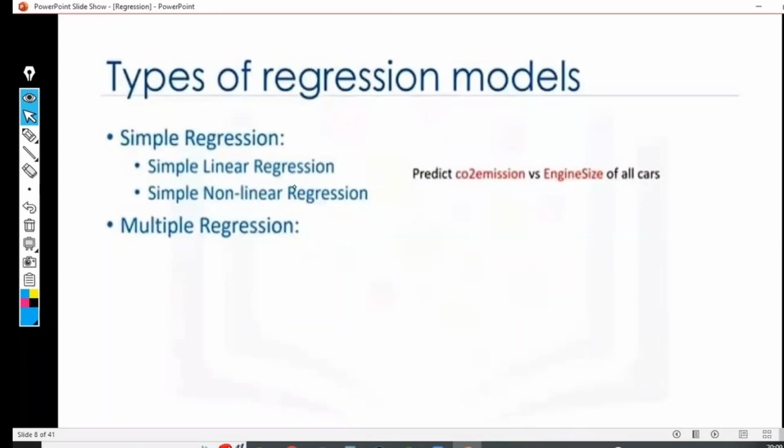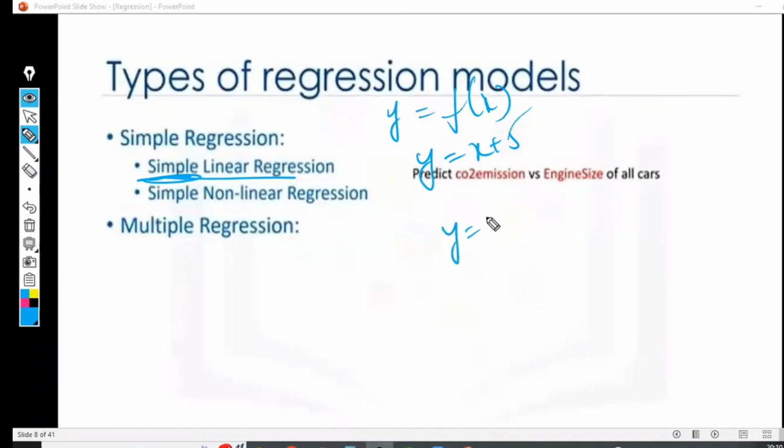Okay? Simple linear and simple non-linear. Now, what is meant by simple linear? First, simple means y is equal to f of x only, only one independent variable. That is called simple. Linear means that linearity will be there between them. Instead of y is equal to x square plus 5, which is called non-linear, x to the power of 1 is called linear.